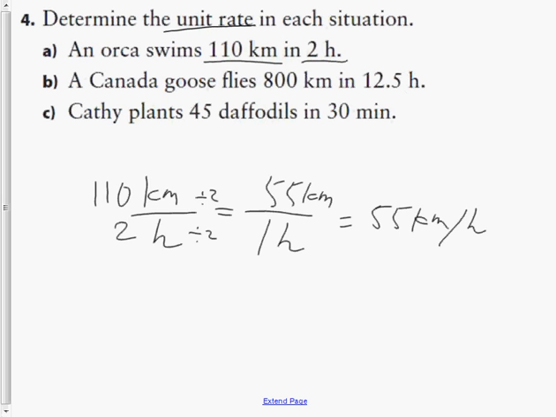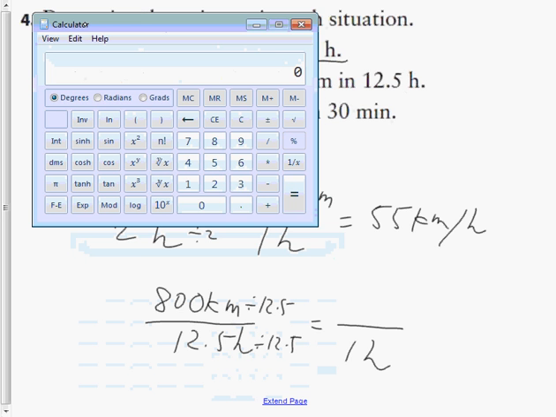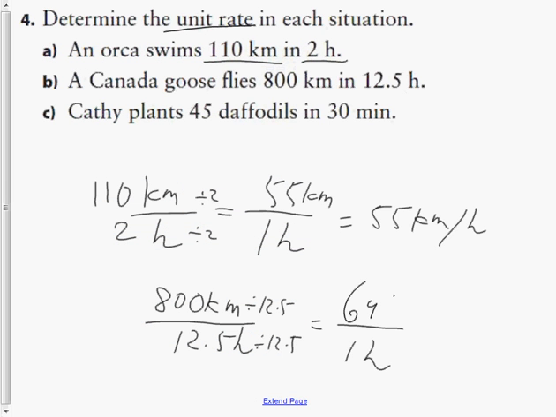A Canada goose flies 800 kilometers. Again, my top term is distance. My bottom term is time. In 12.5 hours, I would simply divide both by 12.5 to create a unit rate of 1 hour. And in this case, I think it's 37.5? Divided by 12.5. Oh, 64. I'm way off. So a Canada goose is pretty fast. It flies at a rate of speed of 64 kilometers per hour.